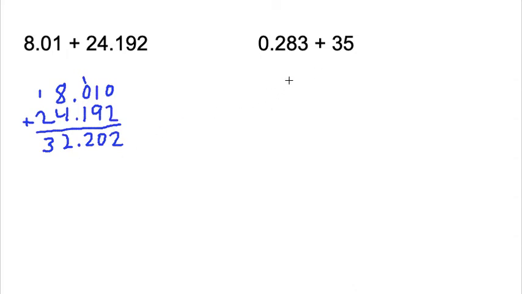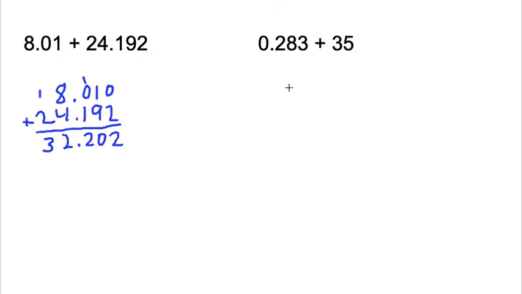Now, we didn't make an estimate on that one, but if we make a quick estimate, that's close to 8 plus 24, which is 32. The decimals aren't very much on that one. If we just look at our whole numbers, we can get a quick estimate. This one too, we know it's not going to be much over 35 because we're adding a small number to 35. So our answer is going to be close to 35.